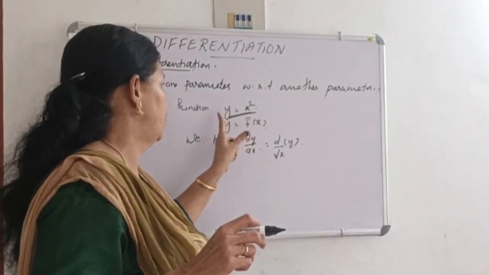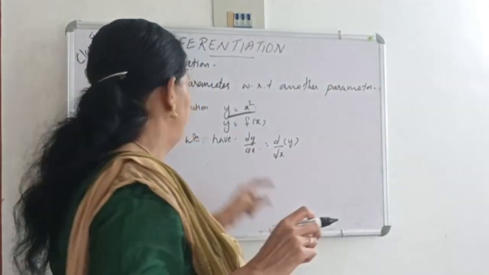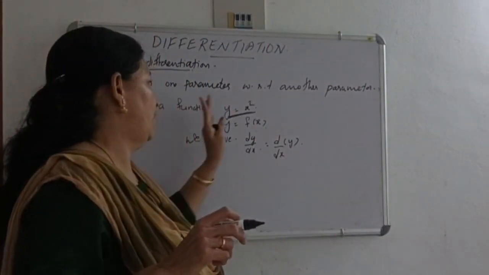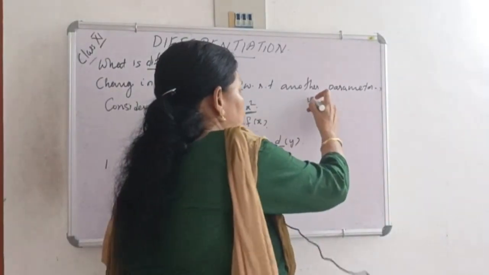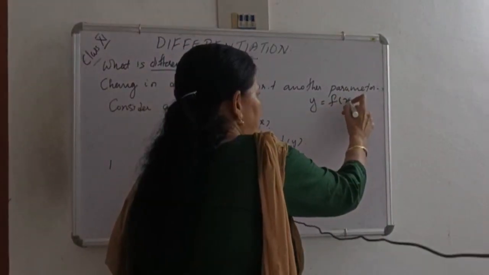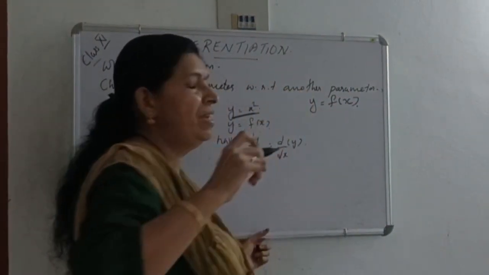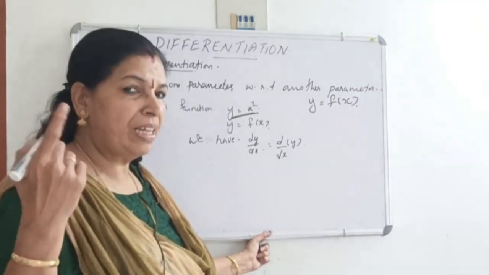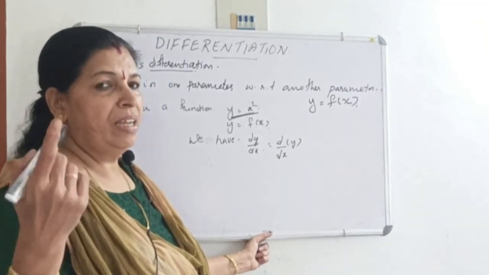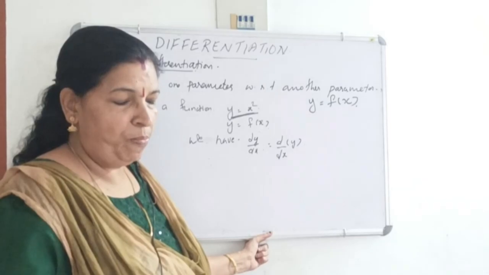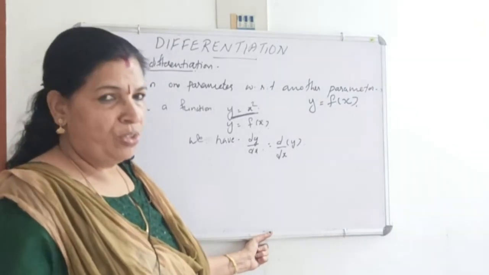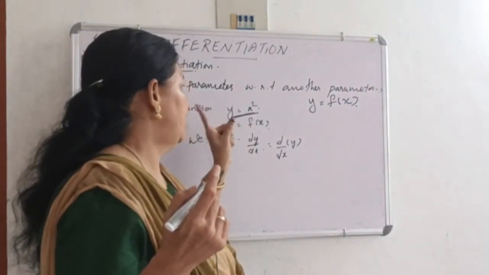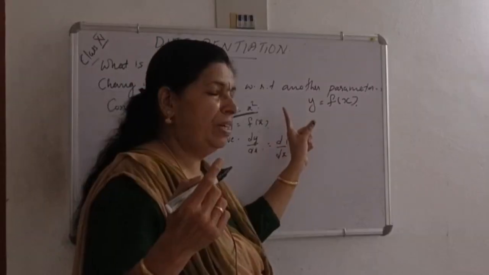y equals f(x), where y and x are parameters. In general, y equals f(x). That is, y is a function in variable x. We can take any function: x square plus 3, x cube, x raised to 4 plus 5, x minus 1. Then y is a function in variable x.